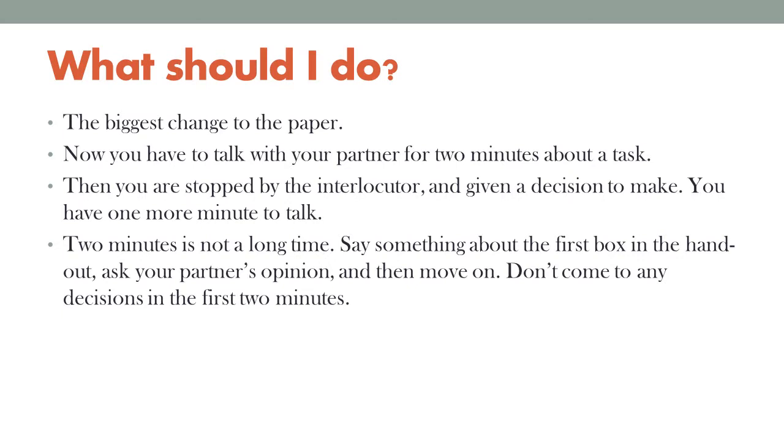So 2 minutes isn't a long time. You're given a little kind of a picture. It's just text now rather than photos. But you're given a task to talk about, for example, what people might find difficult about having a holiday abroad. And then 5 or 6 boxes with text ideas are set around. So talk about the first box, ask your partner's opinion, and then move on. There isn't much time in these 2 minutes to talk in depth about every different part of the task.